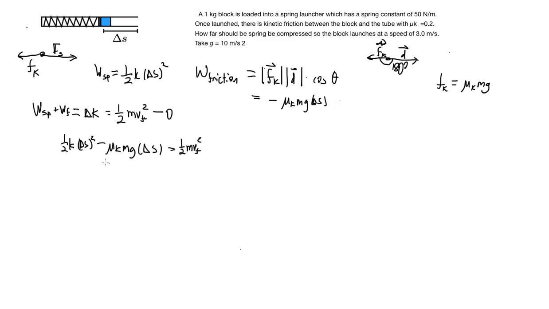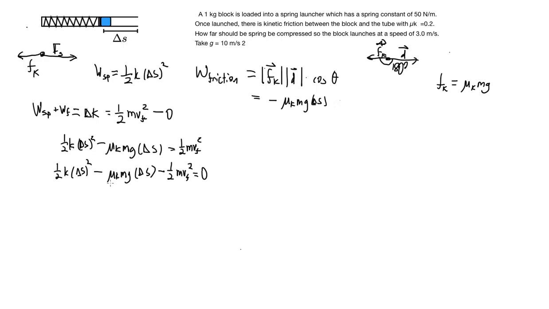Or I can pull this minus 1/2 m v final squared over to the other side, which leads to a very suspicious looking bundle of math. The reason I call it suspicious is that the first term has that delta S squared in it, the second term has this delta S here, and then I'm writing down a term without that delta S. And we have to solve for it. So this is a quadratic equation.